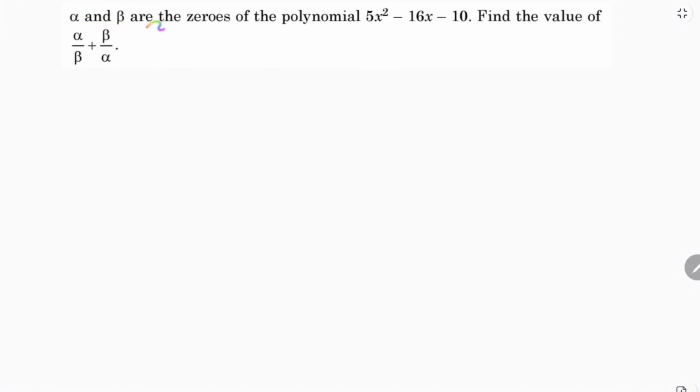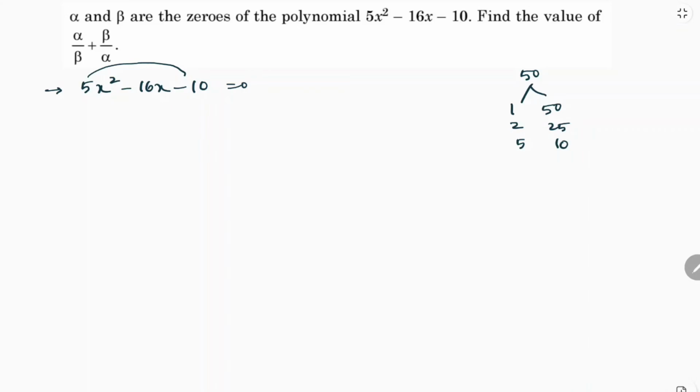Alpha and beta are the zeros of the polynomial 5x² − 16x − 10. Find the value of alpha by beta plus beta by alpha. So here the quadratic polynomial is 5x² − 16x − 10. If you try to find the zeros of the polynomial, 5 into 10 is 50. Factors are 1 into 50, 2 times 25, 5 times 10.